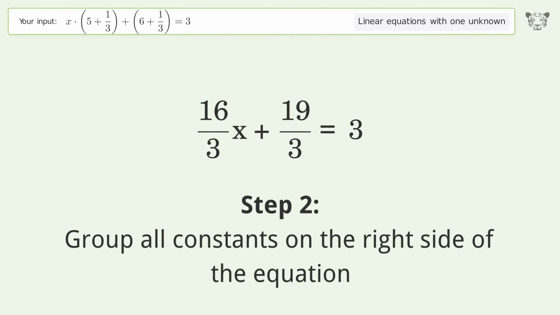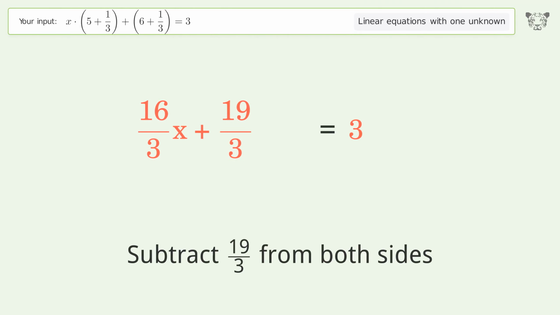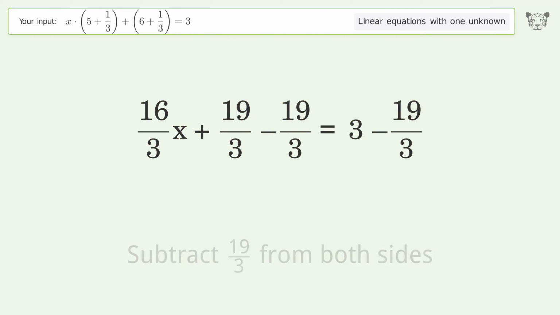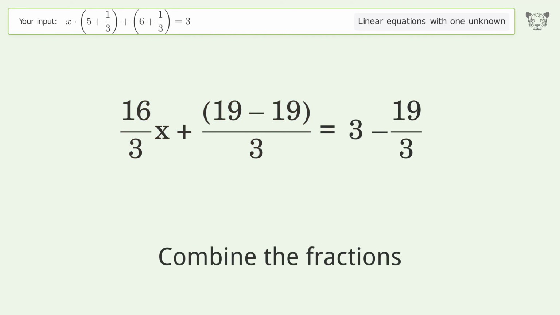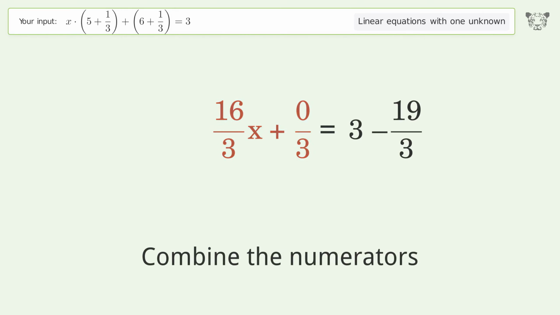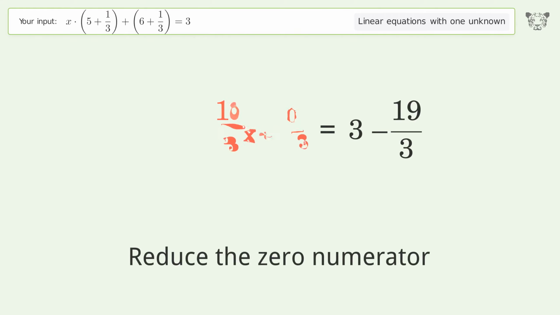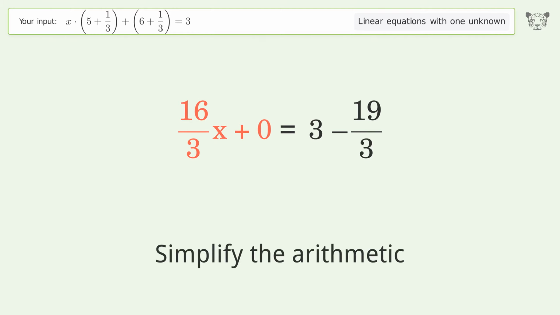Group all constants on the right side of the equation. Subtract 19/3 from both sides. Combine the fractions. Combine the numerators. Reduce the zero numerator. Simplify the arithmetic.